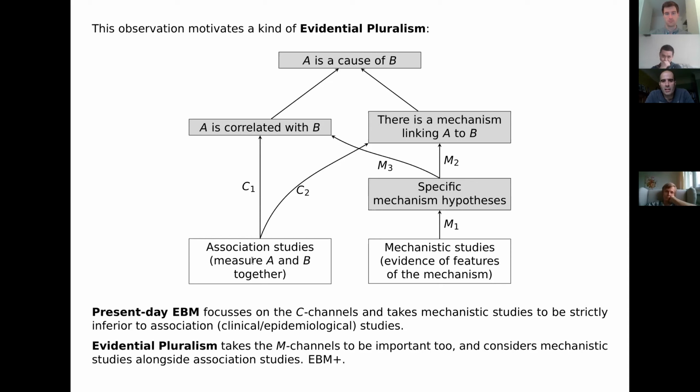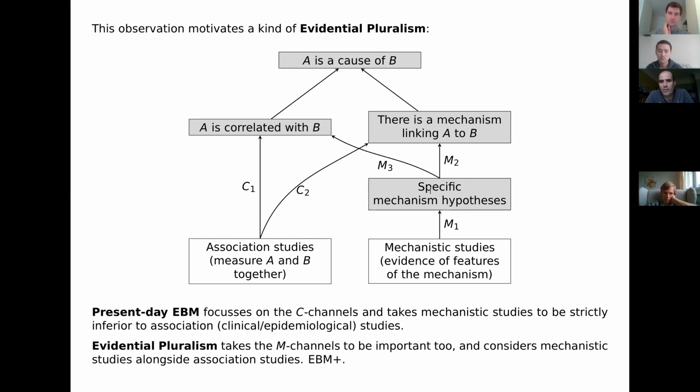And association studies are obviously going to be very good at demonstrating correlation. If they're well conducted and high enough quality, they can also provide indirect evidence along this channel C2 that there's a mechanism linking A to B. So for example, lots of well conducted randomized controlled trials can reduce the chance of confounding, and so can help you infer that the correlation that you found, there must be some underlying mechanism linking A and B responsible for the correlation, and that in turn helps you infer causation.